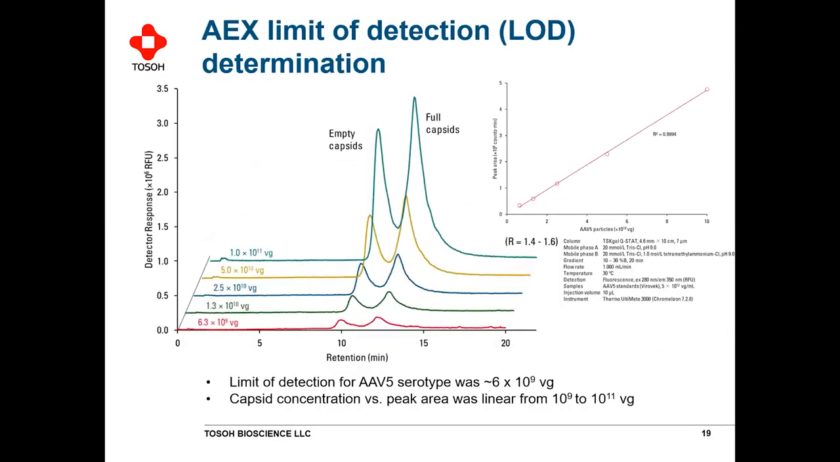We also wanted to test the limit of detection with the fluorescence detector. So using that 50-50 mixture, we essentially made a serial dilution, and we plotted the peak area versus the particles injected onto the column. And you can see on the right, we have a really great linear response. Our R squared is 0.999. So using this, we can determine our limit of detection for AAV5 is 6e9, and we have a very linear response from 10^9 to 10^11 viral genomes.